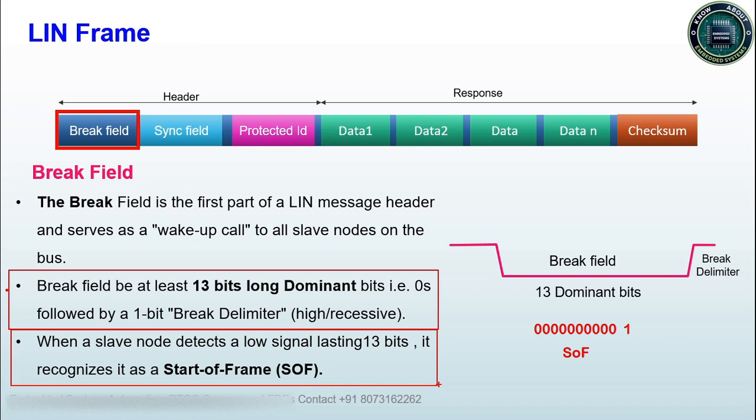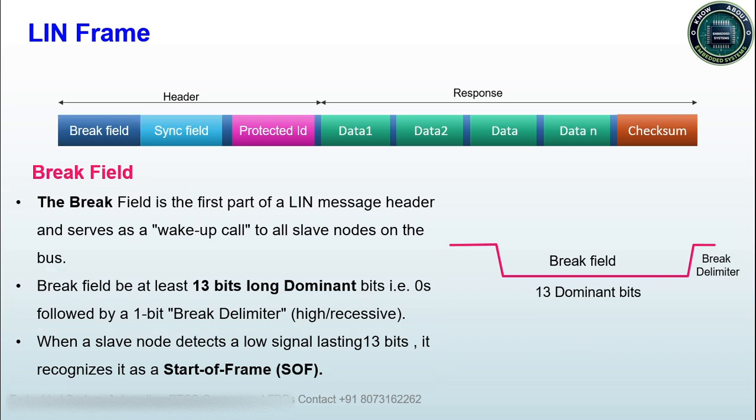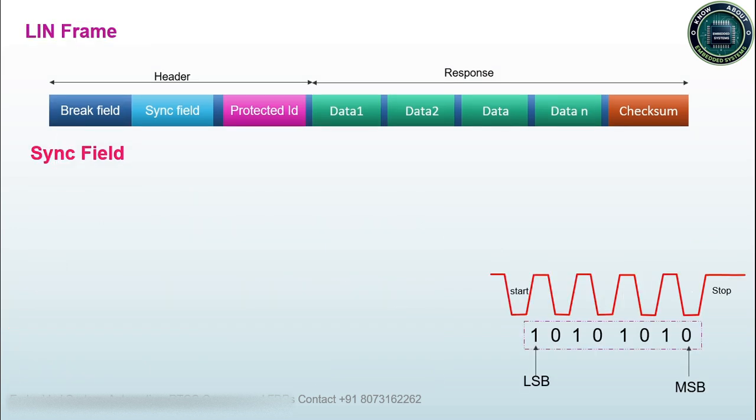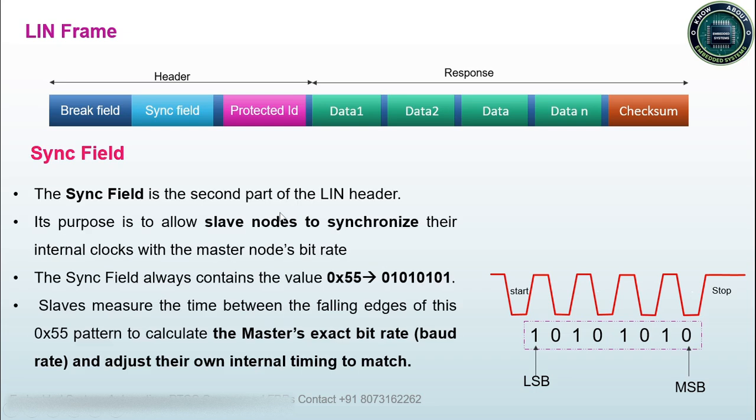So whenever a slave detects a low signal of 13 bits, or 13 dominant bits, the slave is going to recognize that particular field as start of frame, and your slave should get ready to transmit data. Okay, so this is called the break field. The second field is called the sync field, the one which I'm going to highlight right now, this one.